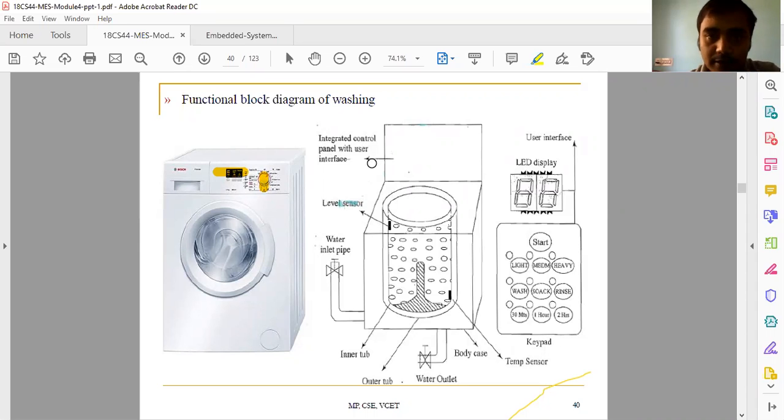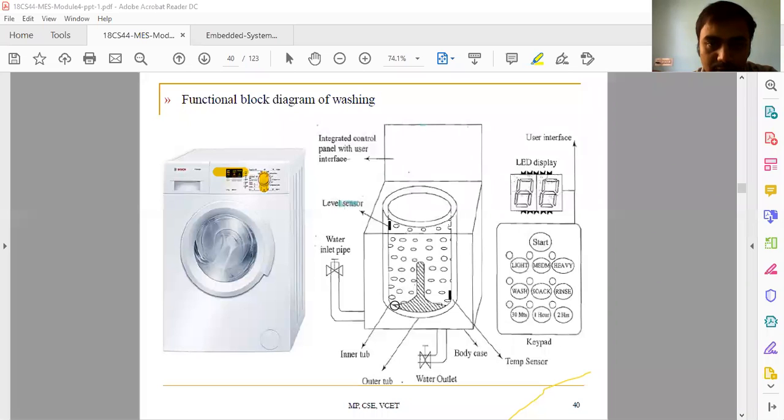So just observe the internal block diagram given. Integrated control panel with the user interface. Next, level sensors. Observe here, as I was telling, there is one sensor used within the internal drum that is used to check the level of the water. Depending on the water level, it will start a spinning operation or rinsing operation, right? The water inlet pipe is where water is drawn from the taps, and the water outlet is where the used or dirty water from the washing machine is put out.